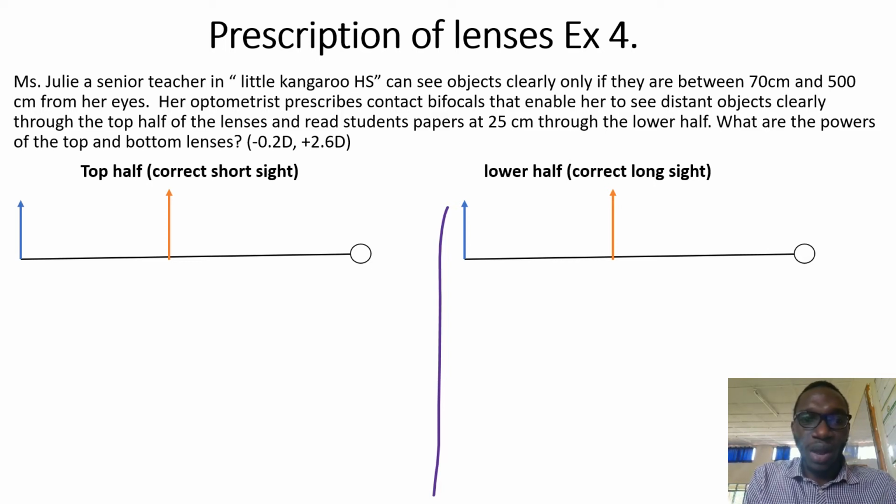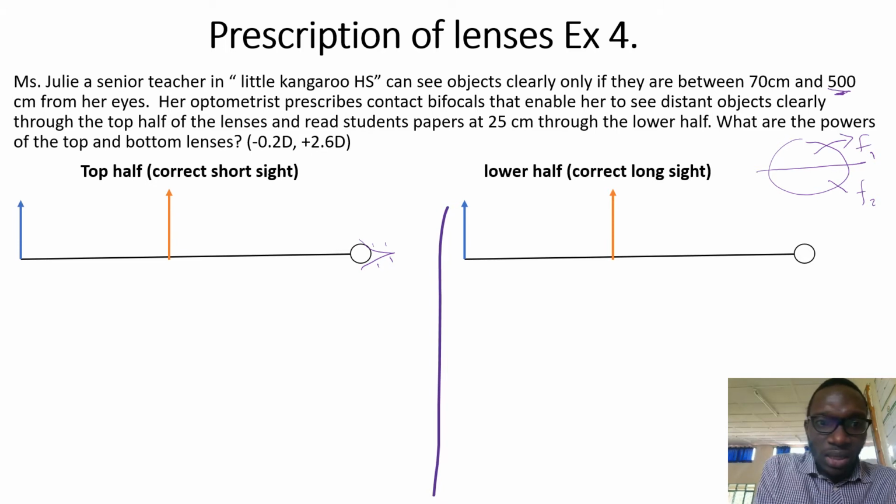Okay, so we have two parts. If this is the lens, it has two parts. The upper part has focal length f1 and the lower part has focal length f2. Therefore, the two have different powers. If we look at the diagram on the left, this is the eye, placed here. Since she cannot see beyond 500 centimeters, let's say that this is 500 centimeters.